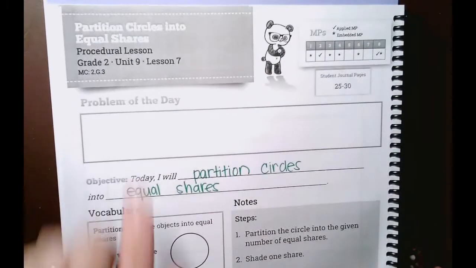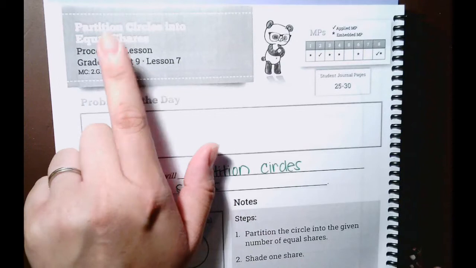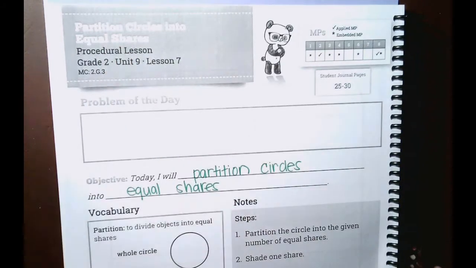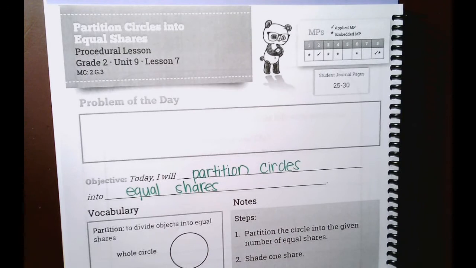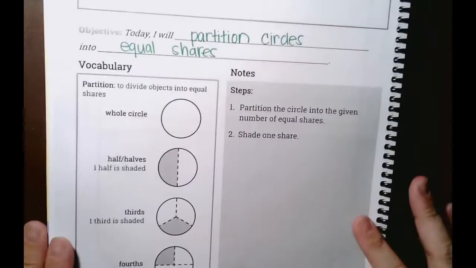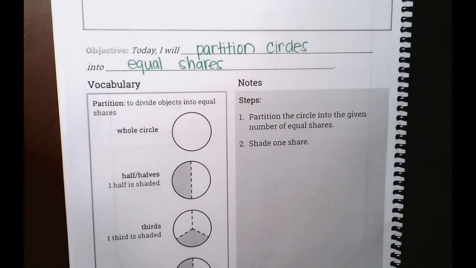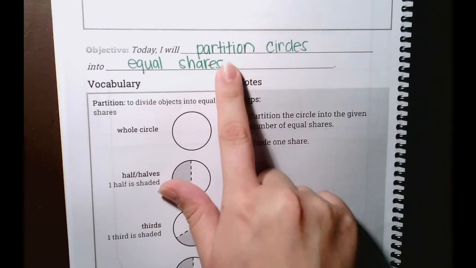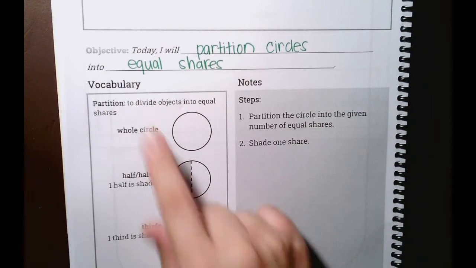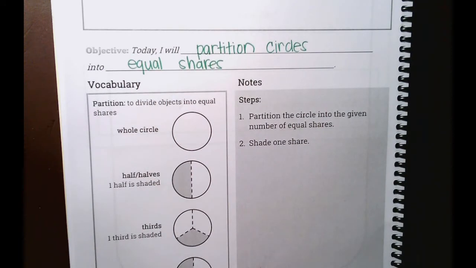And although it's the same because we need to make sure that we're dividing them equally, they're different because how you divide a circle is not the same as you divide a rectangle. And you'll see that shortly. So our objective is today I will partition circles into equal shares. So it's important to remember what partition means. Partition means to divide objects into equal shares.